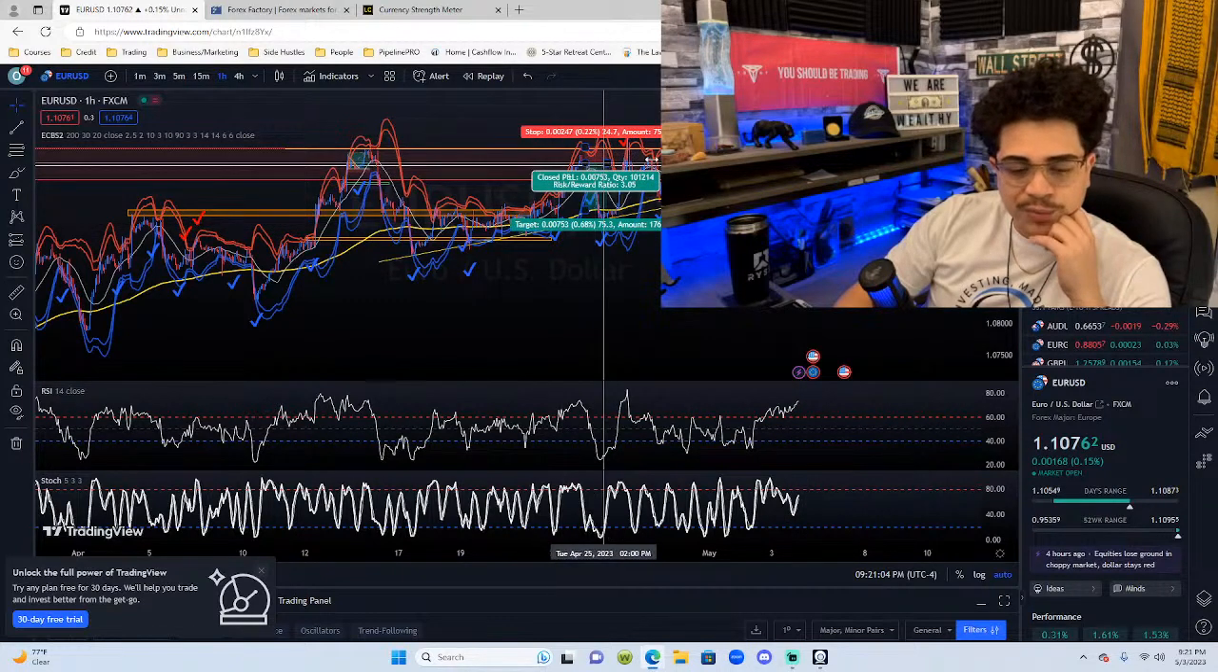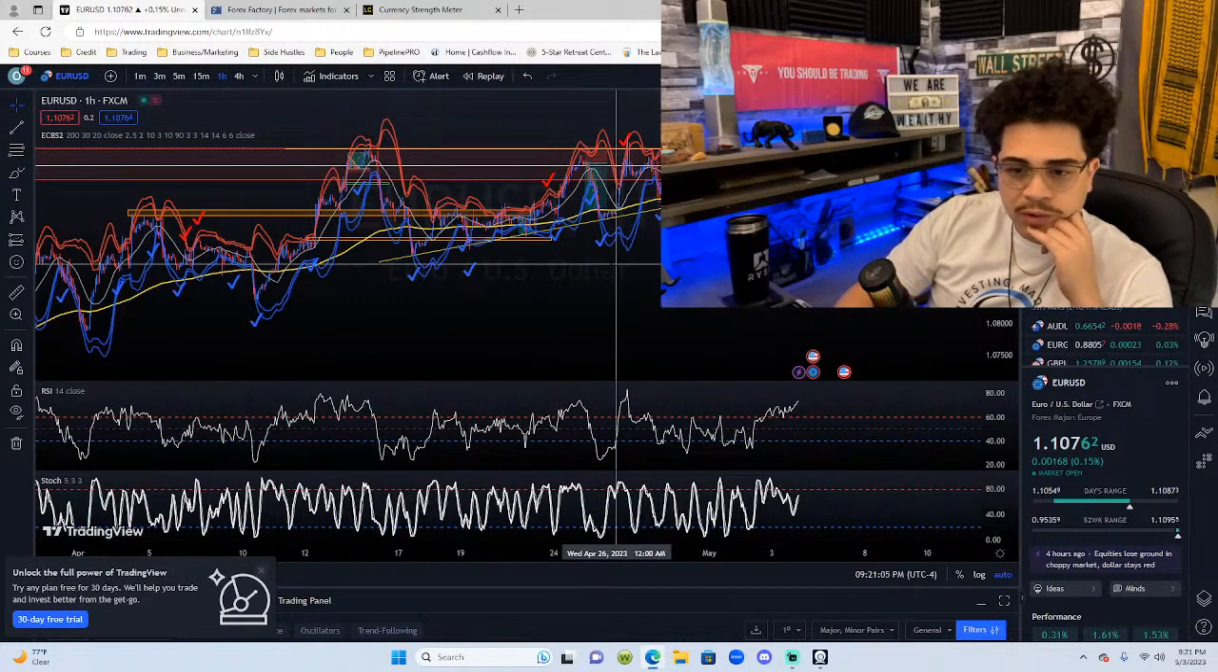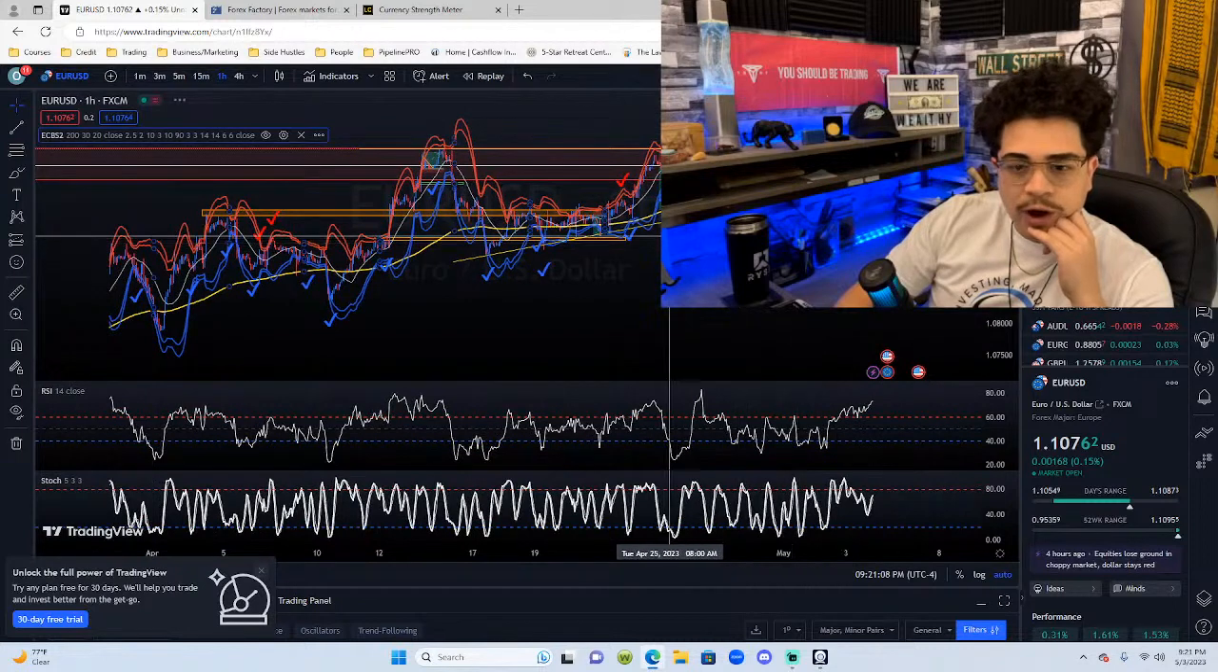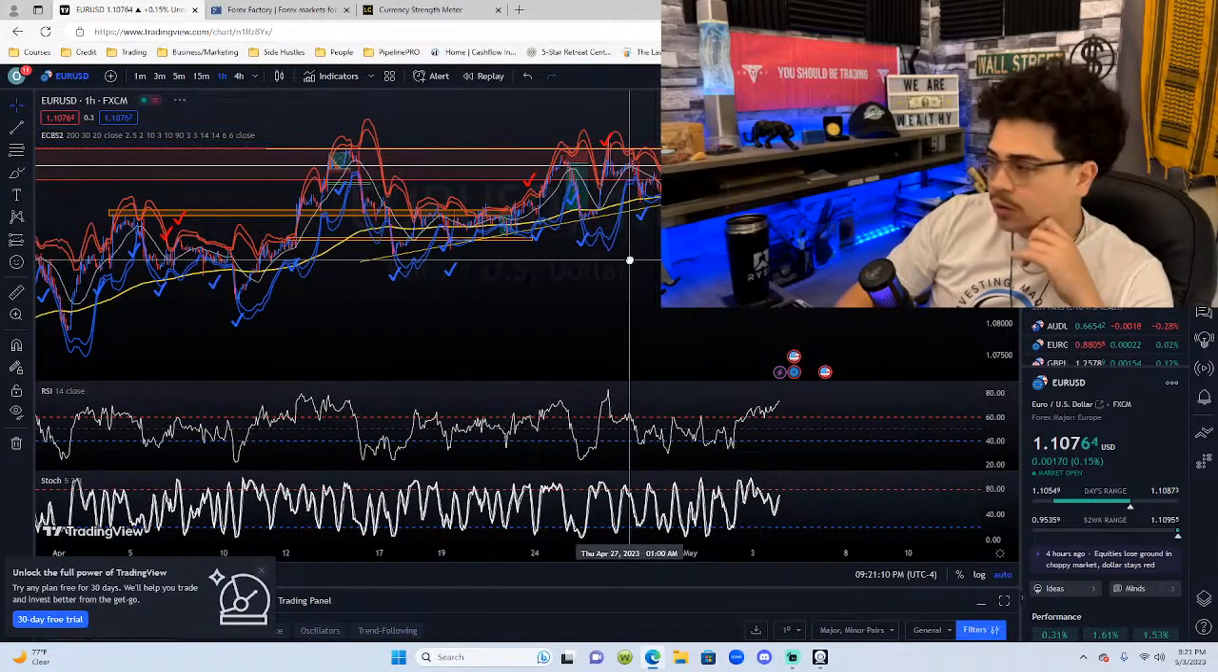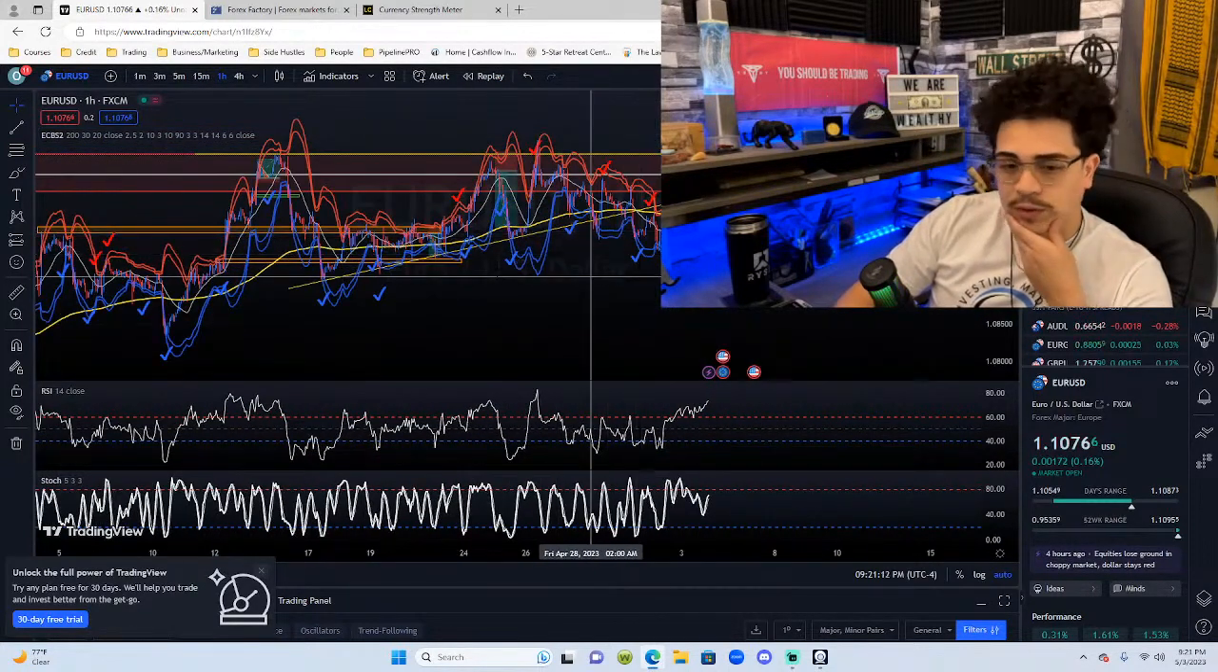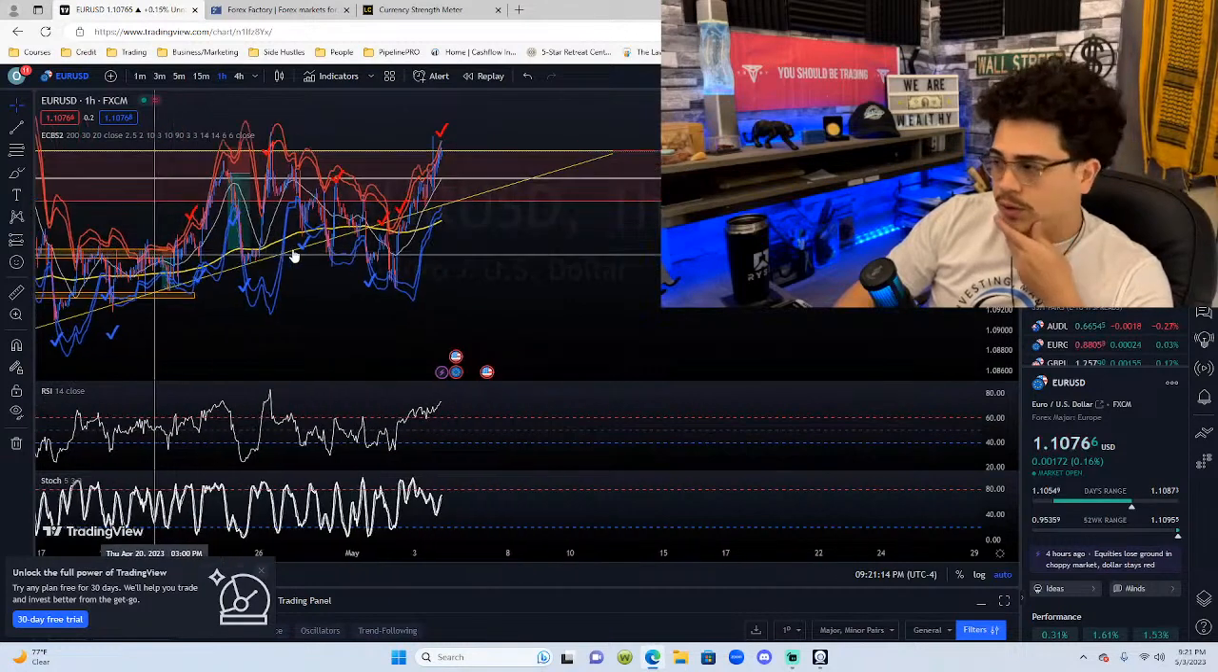The market hasn't been wanting to break through this zone for a while now. So I don't know if it's ready to start here.